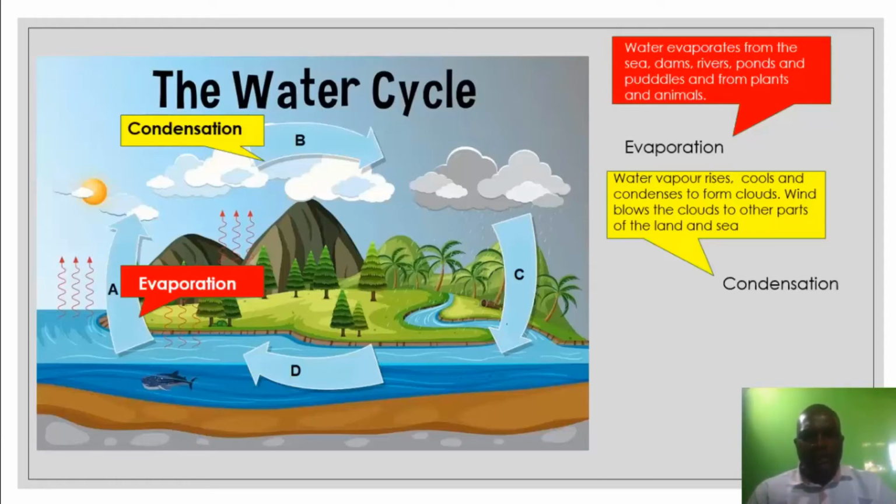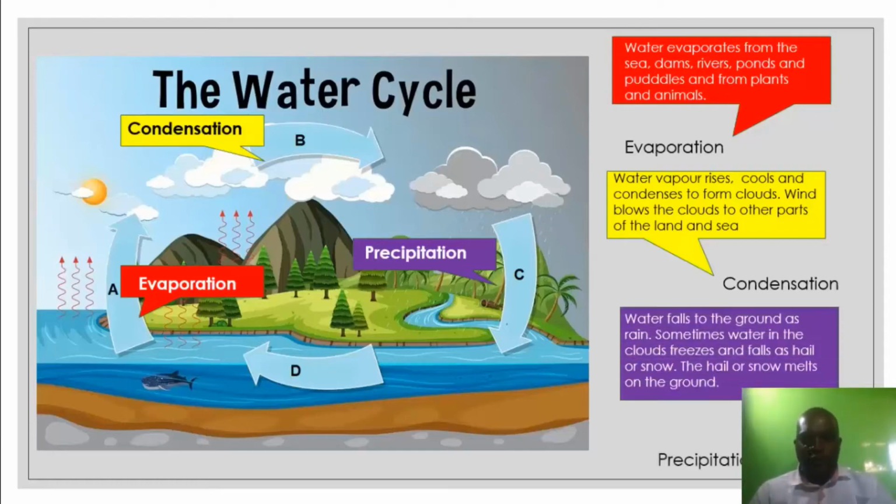Now, wind sometimes blows these clouds to other parts of the land and sea. And this is what eventually happens, what we call precipitation. This is now where we have our rainwater. So water falls to the ground as rain.